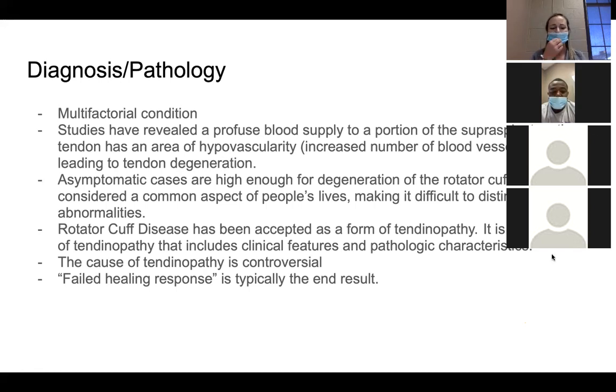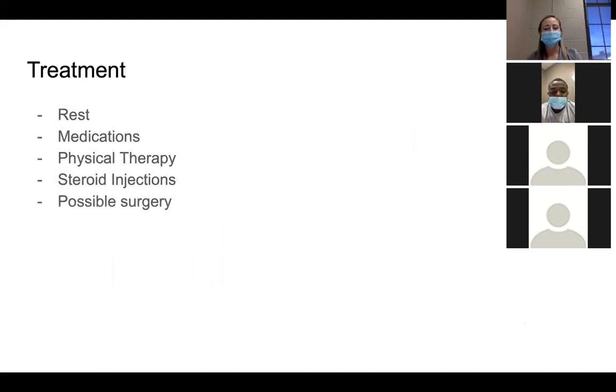Stated by the NCBI, rotator cuff disease has been appreciated as a form of tendinopathy. This is also known as tendinitis. It's a condition where the tissue that connects muscle to bone becomes inflamed. This leads to a failed healing process, which is typically the end result. Treatment requires rest, medications, physical therapy, steroid injections, and possible surgery.